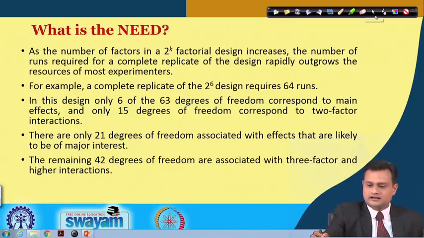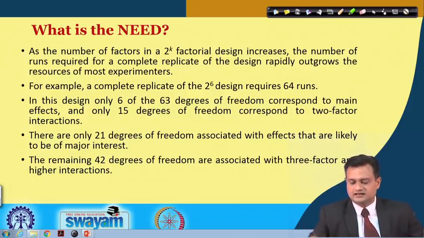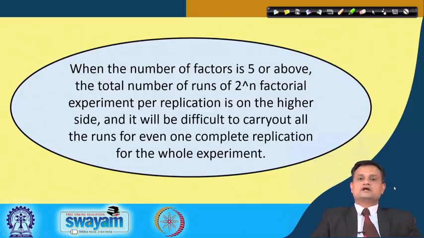Now here the question is: is it really necessary to analyze all the higher order interactions? If yes, then obviously there is no other option, you have to go for a full factorial design. But if you can figure out, by some logic, that higher order interactions are not that significant or important, then you can reduce your experimental runs and hence the resources required for conducting the experimentation.